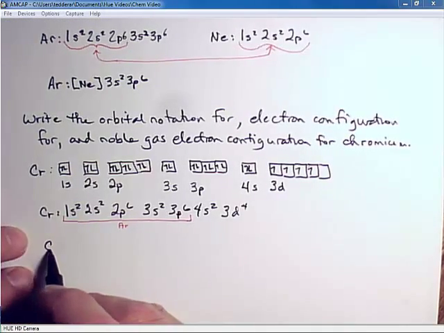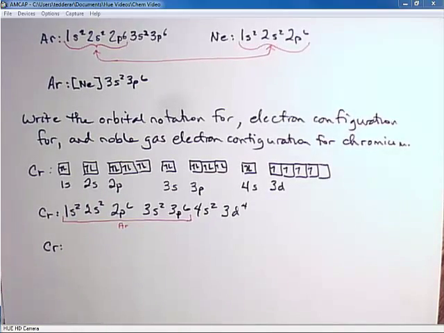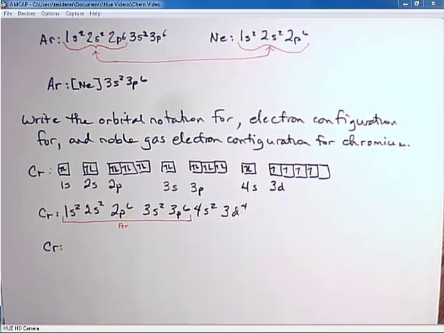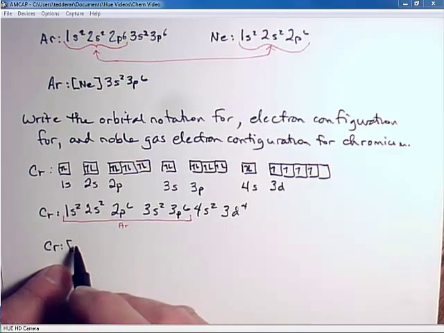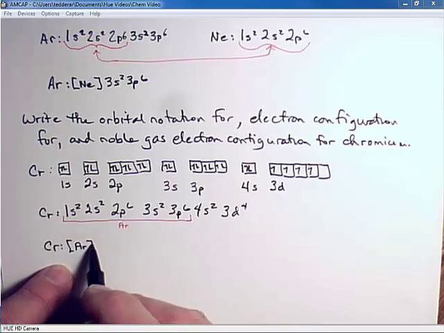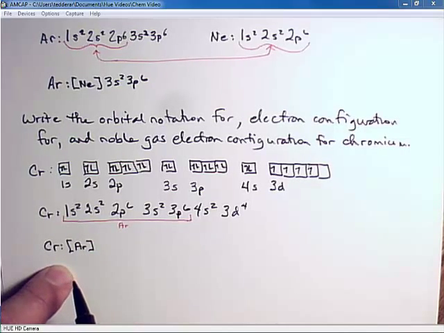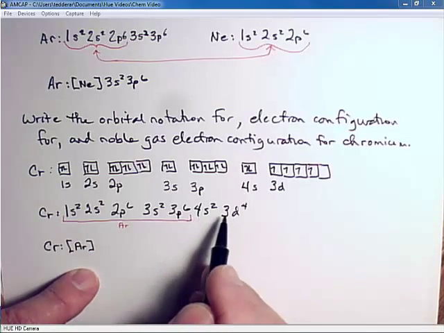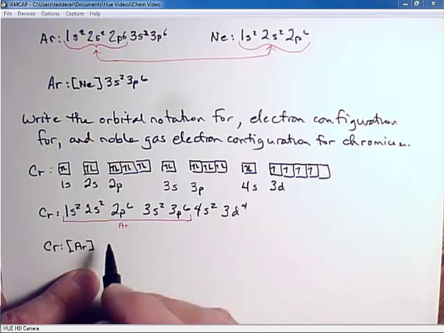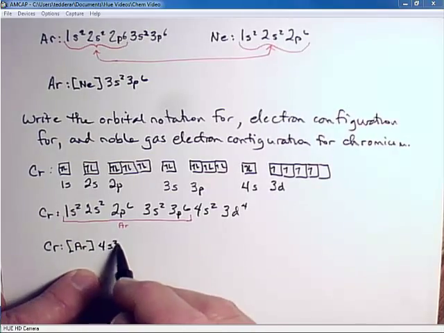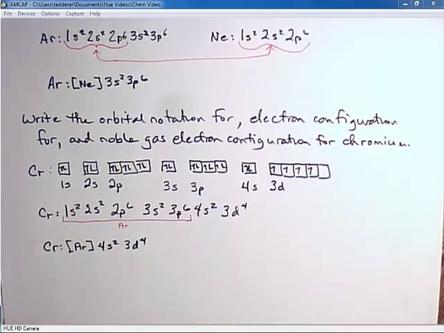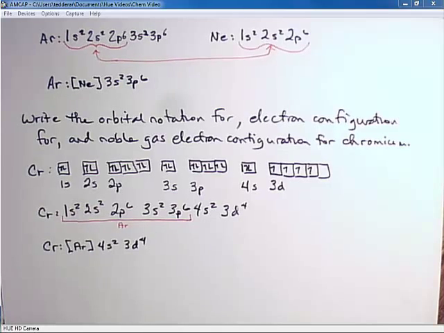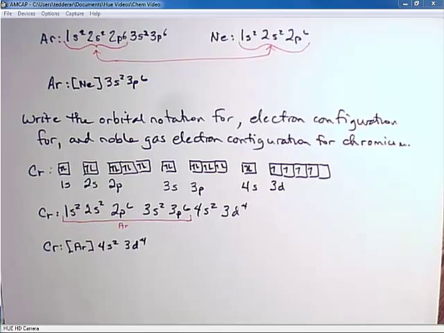Now, what I want to do is write chromium. Again, listen, you've got to have that element symbol. You've got to have that colon. It's got to be there. To replace all this, I've got to put argon in brackets. You've got to have it in brackets. Parentheses are not good enough. It's got to be brackets. Okay? And then we just finish out the remainder of the electron configuration: 4s2, 3d4. All right, now what I'm going to do next is I'm going to assign a homework problem for you. Or actually, I'll give you 2.